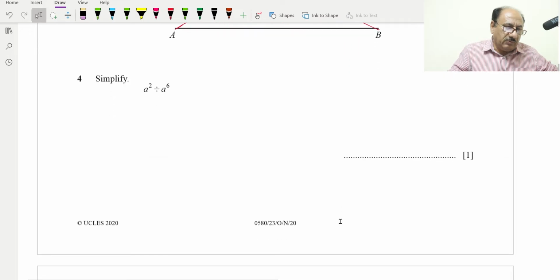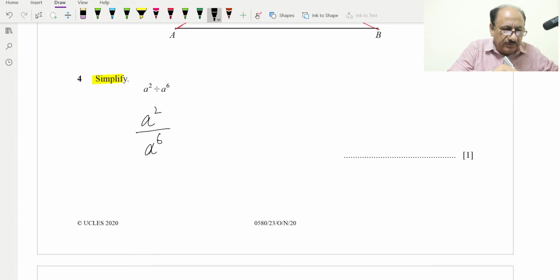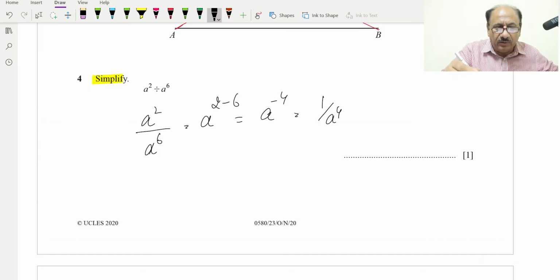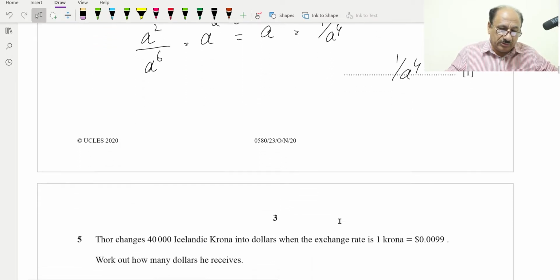Now question number 4, we have to simplify this given expression. So this will be a squared, and in case of division we can write like this, and this will be a raised to 2 minus 6, and we can write it as a raised to minus 4, or we can write 1 over a raised to the power 4. So 1 over a raised to power 4 will be our answer for this question number 4.